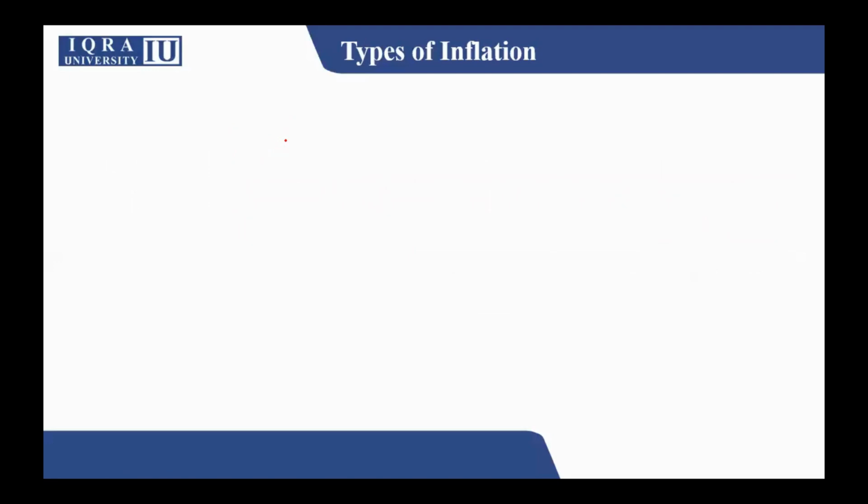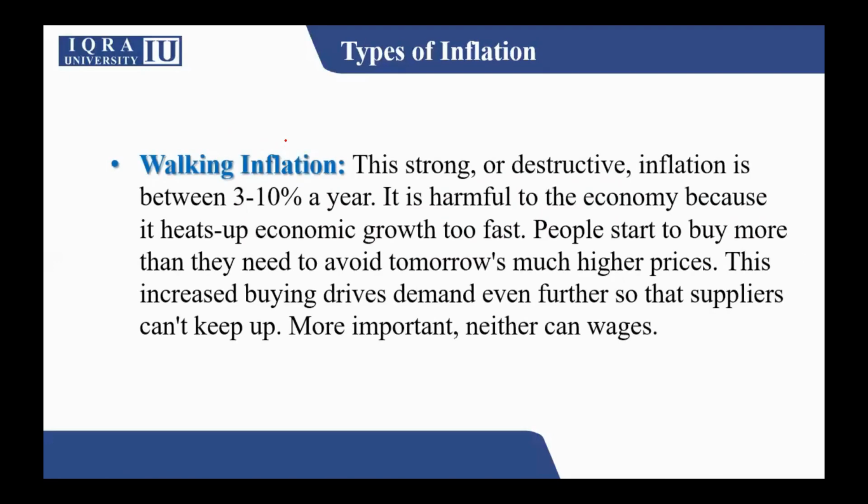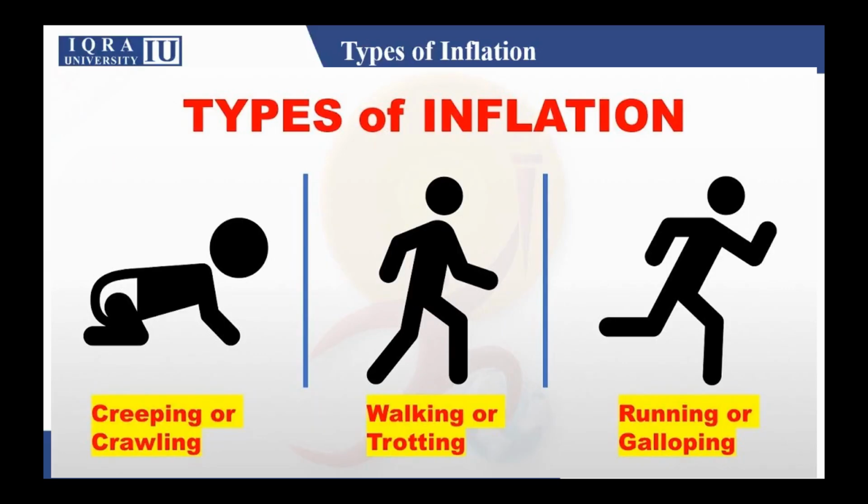Now the next type is walking inflation. This is our second type of inflation. This is strong or destructive inflation, between 3 to 10% in developed countries. Usually, in underdeveloped or third world countries, it may be like 6% to 12%, and sometimes the rate varies slightly.